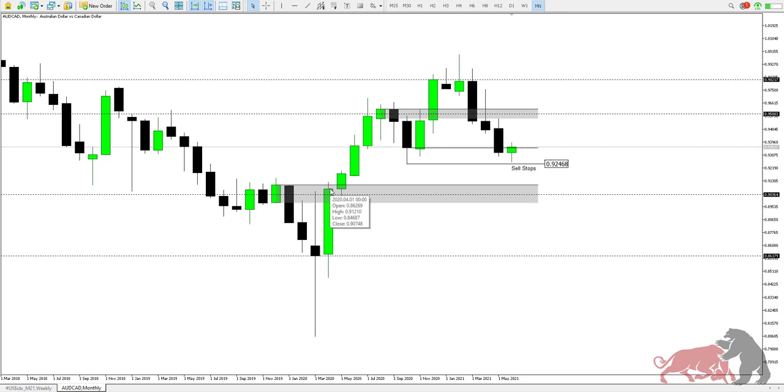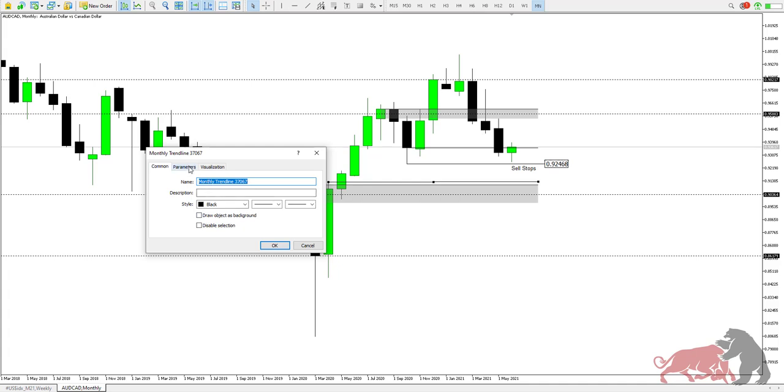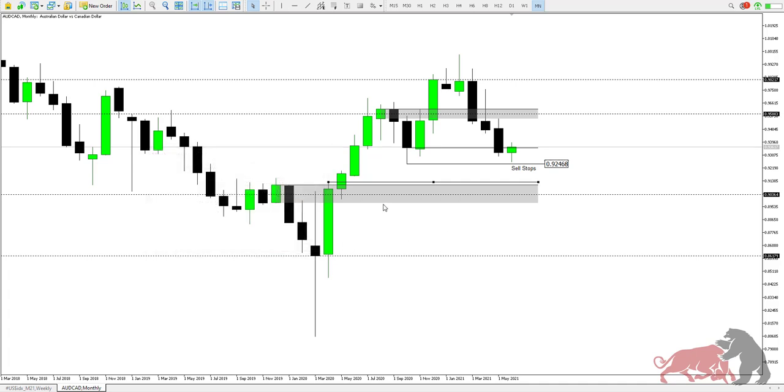The high which is coming in at 0.91210. Let me mark that high, 0.91210, and the low of this candle here. Now the low is coming in at 0.91623. The low is coming in at 0.91623.